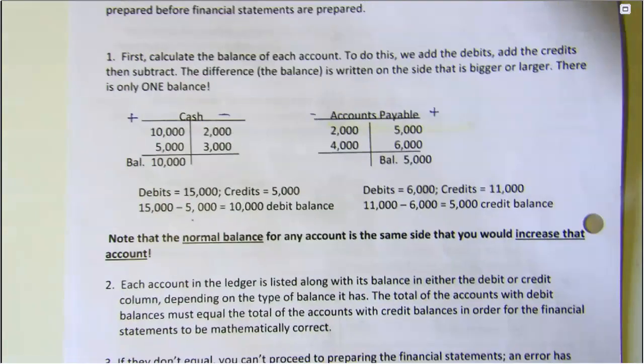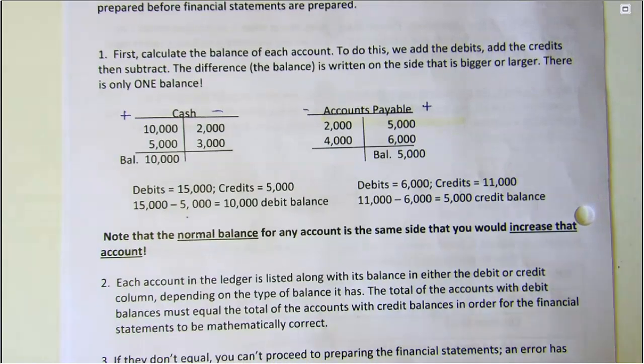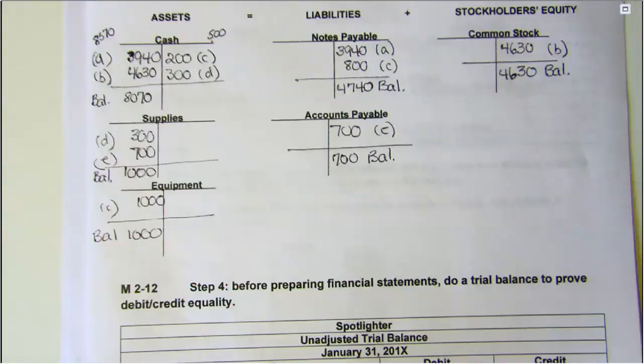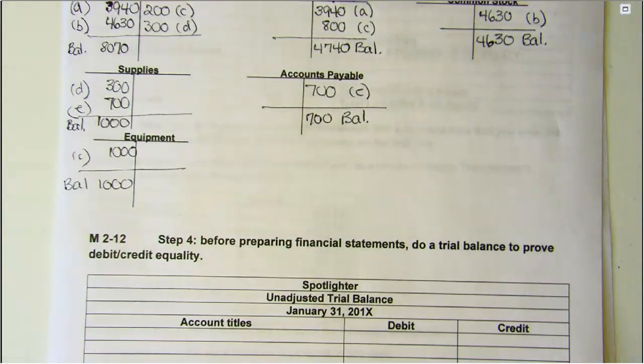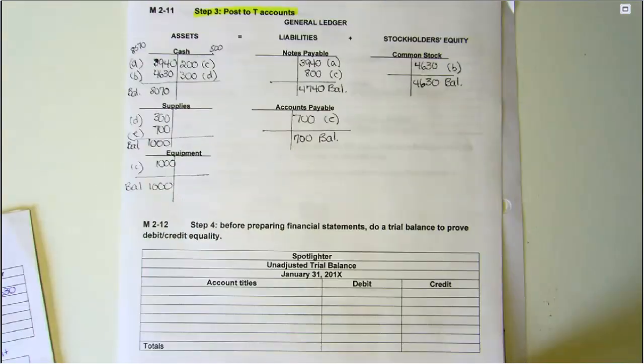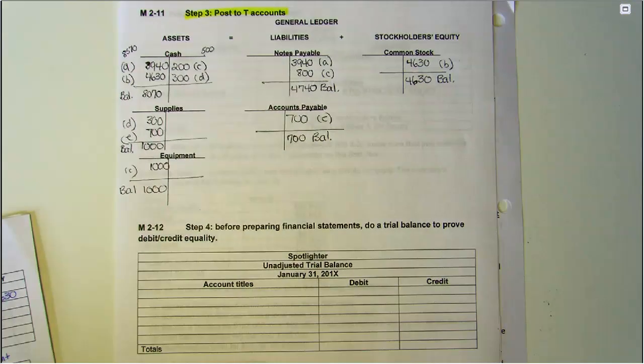Step 2. Okay, now the next step in preparing a trial balance is that each account in the ledger, each T account in other words, is listed along with its balance in either the debit or credit column, depending on the type of balance it has. The total of the accounts with debit balances must equal the total of the accounts with credit balances in order for the financial statements to be mathematically correct. So let's do that for Spotlighter Inc. So we're going to be using information from the T accounts above to prepare our trial balance.